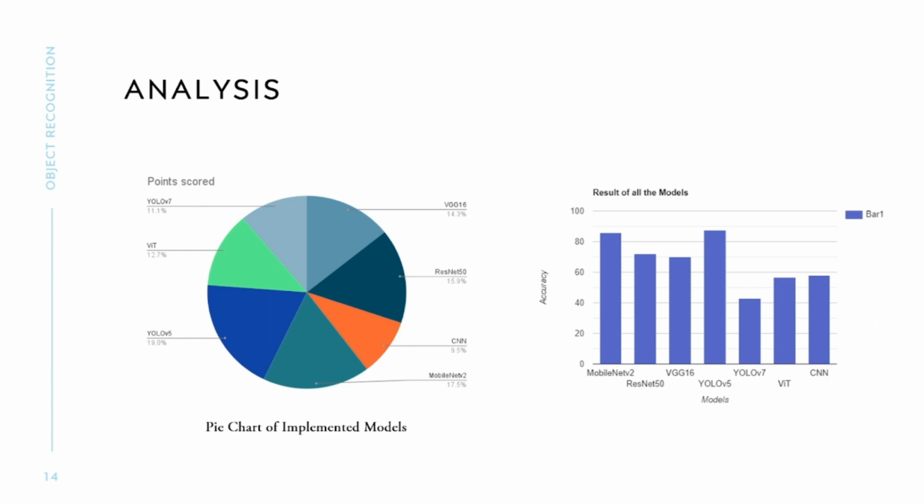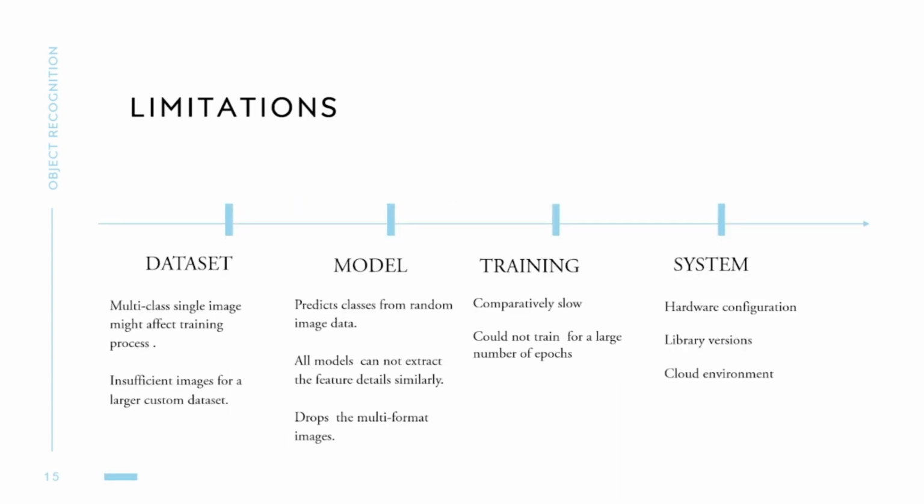Here, from the bar graph, we can see that we got the highest accuracy with MobileNet version 2 and YOLOv5, and in the pie chart, the percentages have been shown as well. The lowest accuracy we got was in the custom YOLO version 7 model because of the lower epochs.